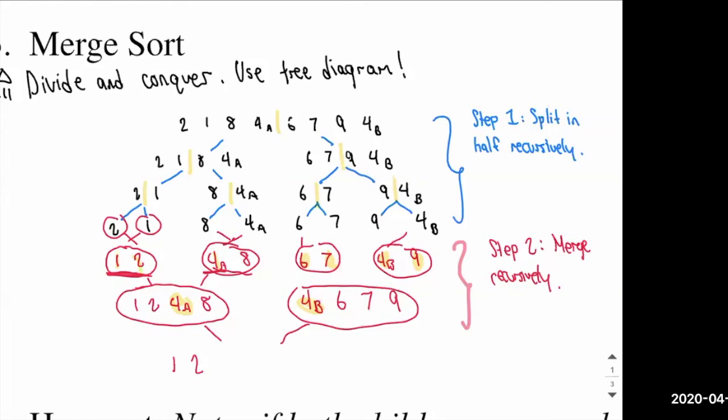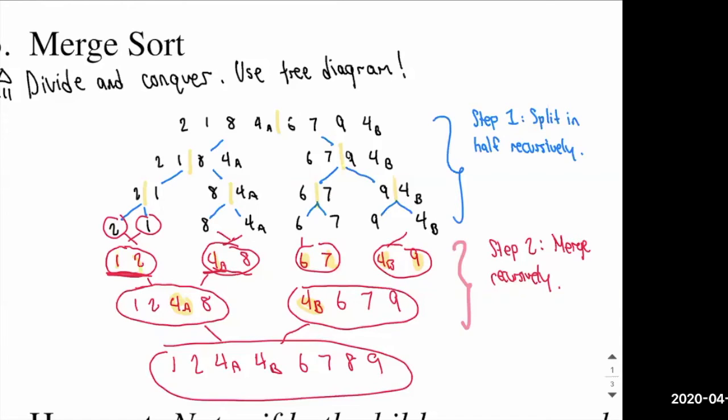That is, if we were comparing 4a and 4b like we are here, we ask ourselves, is 4a less than or equal to 4b? Since it is, 4a will be placed down first and will always be placed down first. So we put down 4a, then 4b. So this implies that, yes, merge sort is stable.